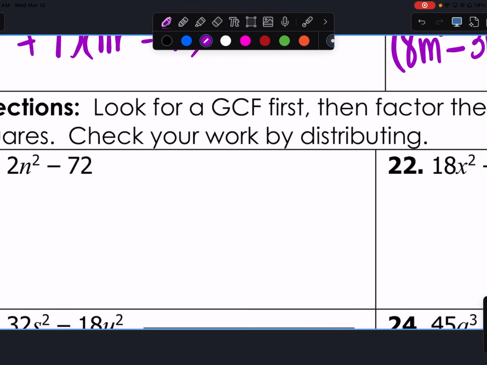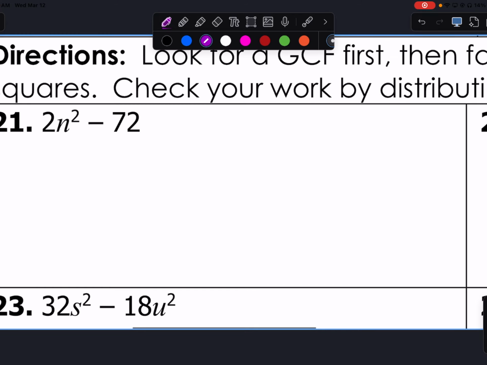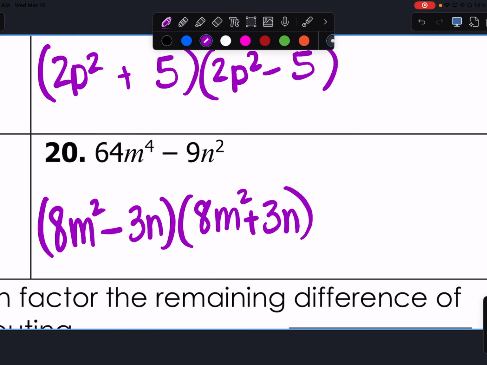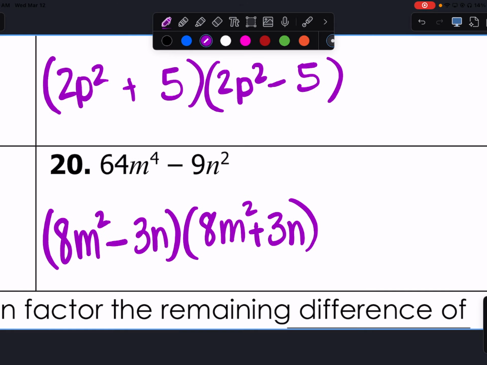How do you do that? That's all. Number 21? Yeah. On number 20, it doesn't matter. That's just the way I wrote it.